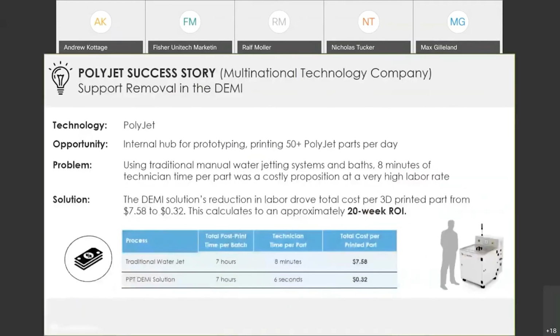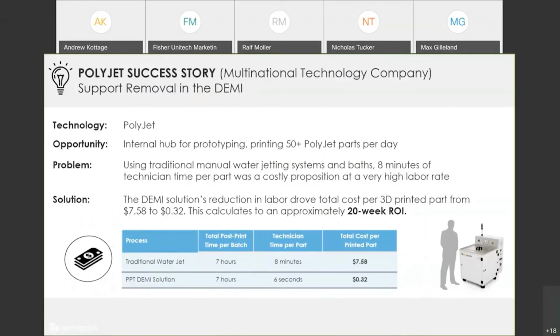So a little bit about a success story here. This is a multinational technology company that leveraged the DEMI support removal solution. Something we're seeing more often is this internal hub for prototyping, sort of this center of excellence, a lot of people are calling them, printing 50 or more PolyJet parts per day. So they were water jetting and they had some baths.